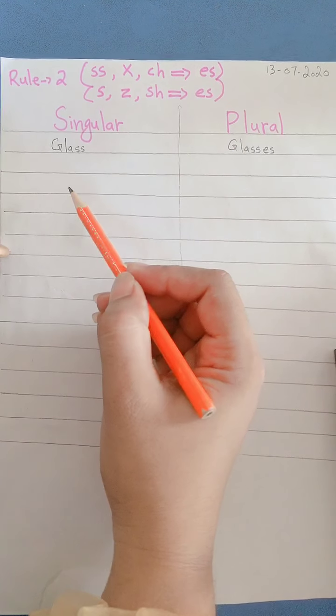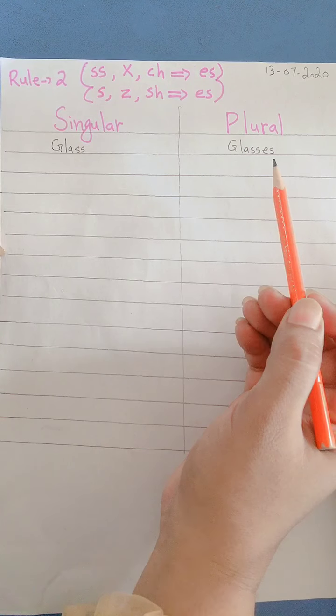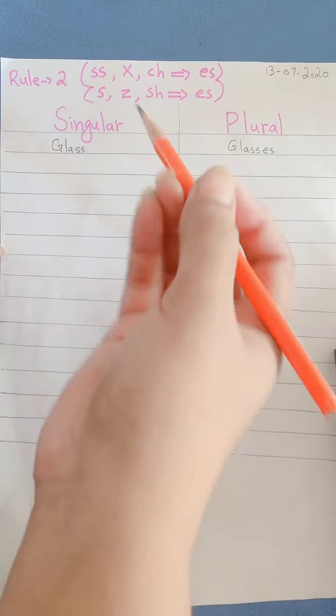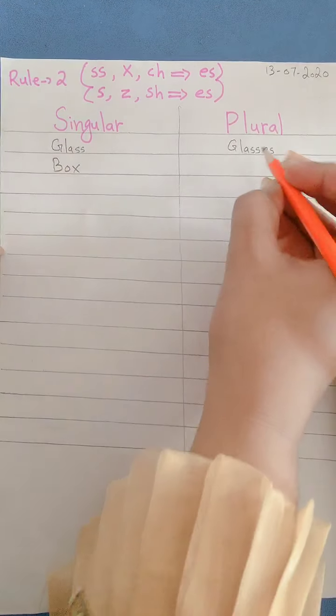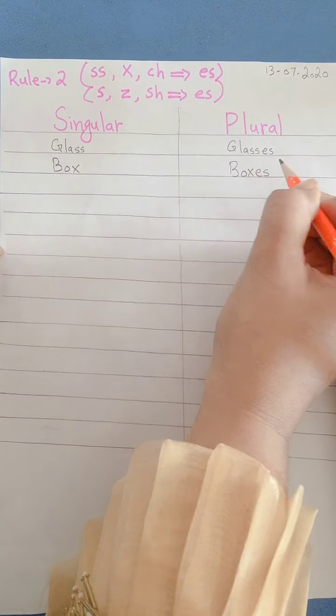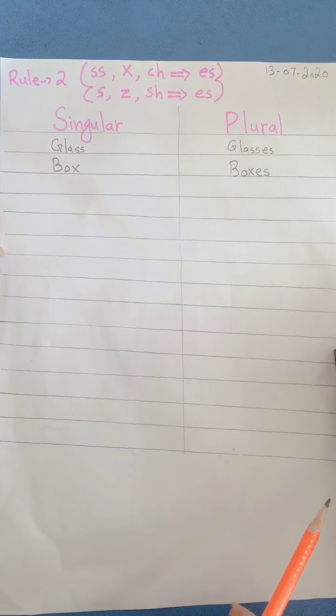Glass, singular. For a single glass we use glass, and for many glass we use glasses. Another example of X, box. Now in the end we will put es. For many boxes we use boxes, for a single box, box.